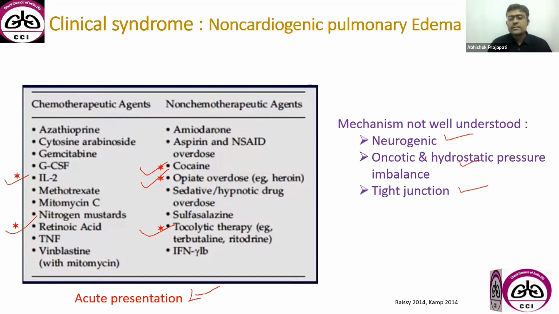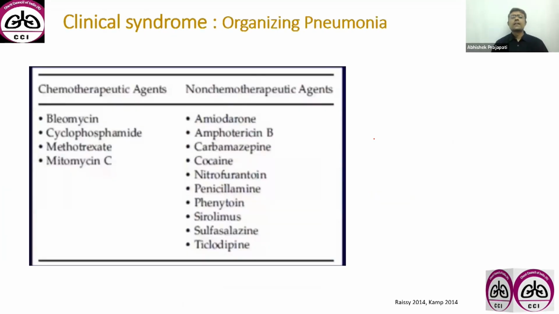In tocolytic therapy, the mechanism is mostly oncotic pressure related, and the neurogenic theory mostly correlates with cocaine use. So if the patient has a temporal relation, having used the drugs, and the presentation is acute, we may think about NCPE, non-cardiogenic pulmonary edema, which usually improves with positive pressure and diuretics. So another clinical syndrome is organizing pneumonia. It was previously called cryptogenic organizing pneumonia.